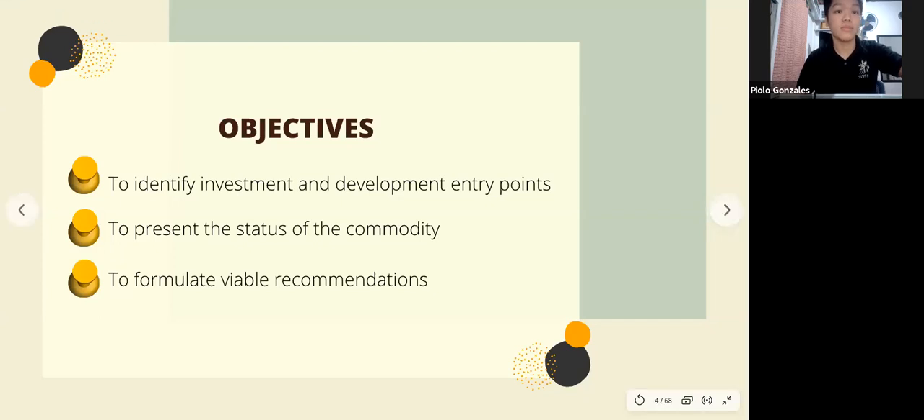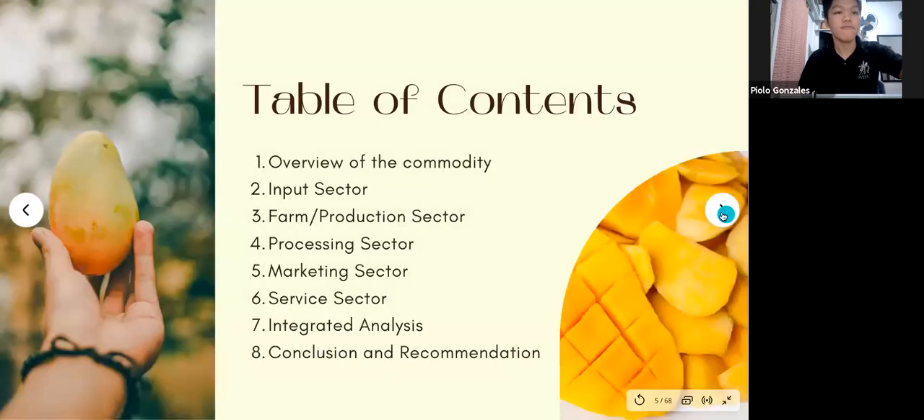The scope and limitation of this analysis are Philippines' agricultural sectors as well as other leading countries' mango producers for comparison and analyzing the implementation of future innovation and improvement for Philippine mango commodity sector. Next. The flow of the presentation will be as follows.